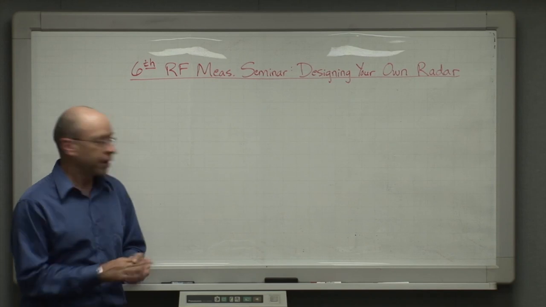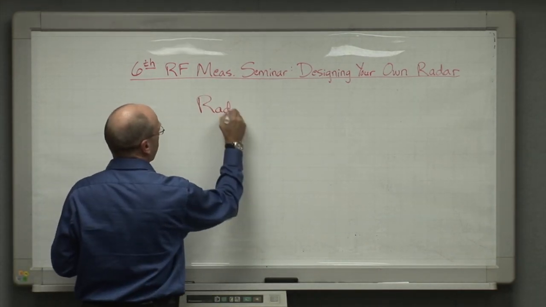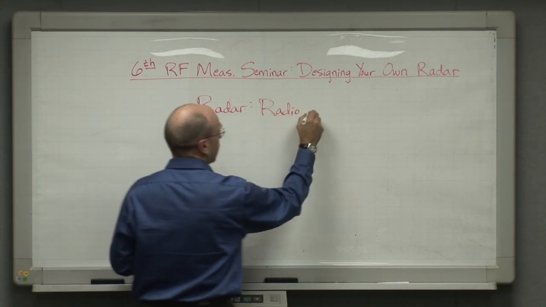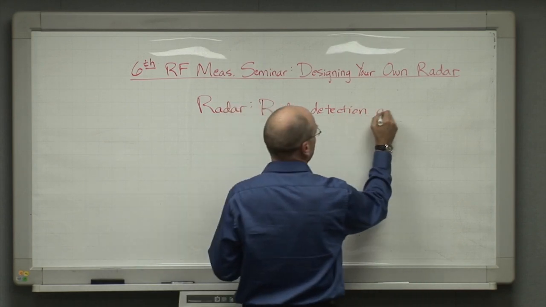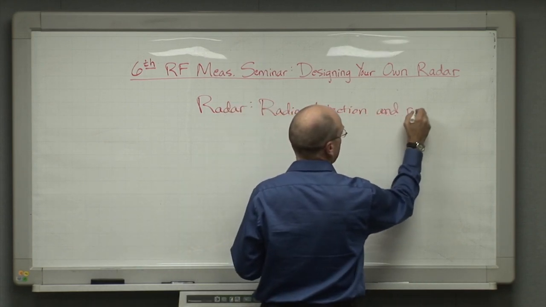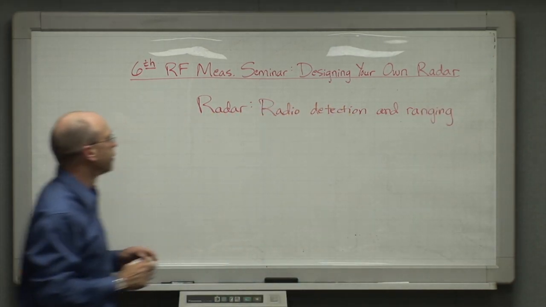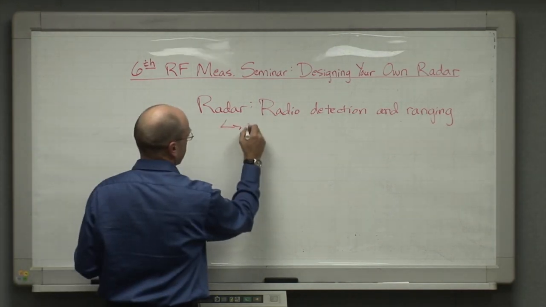Okay, so what is the basic problem to be solved by a radar? The word first appeared in the 1940s, and it's a pretty good description of what radars do. Radar means radio detection and ranging. And if you check the Oxford English Dictionary, you can find the original citation. Right, so this is an acronym. It is indeed.